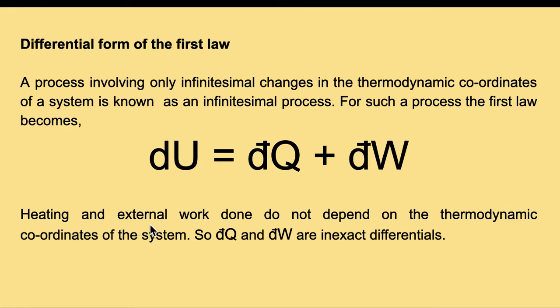Heating and external work done do not depend on the thermodynamic coordinates of the system. Heating, or simply you can consider as heat. Heat and external work do not depend on the thermodynamic coordinates of the system. So d-bar Q and d-bar W are inexact differentials. So this U, which is an exact differential, depends on the thermodynamic coordinates. So you can write U as a function of T and V, or T and P, etc. But you can't write Q as a function of T and V, T and P, etc. Similarly for work also.